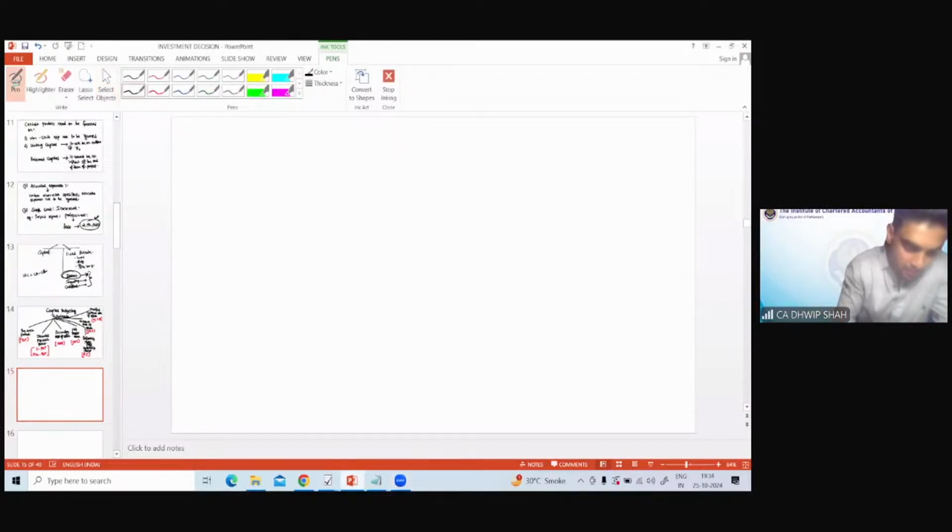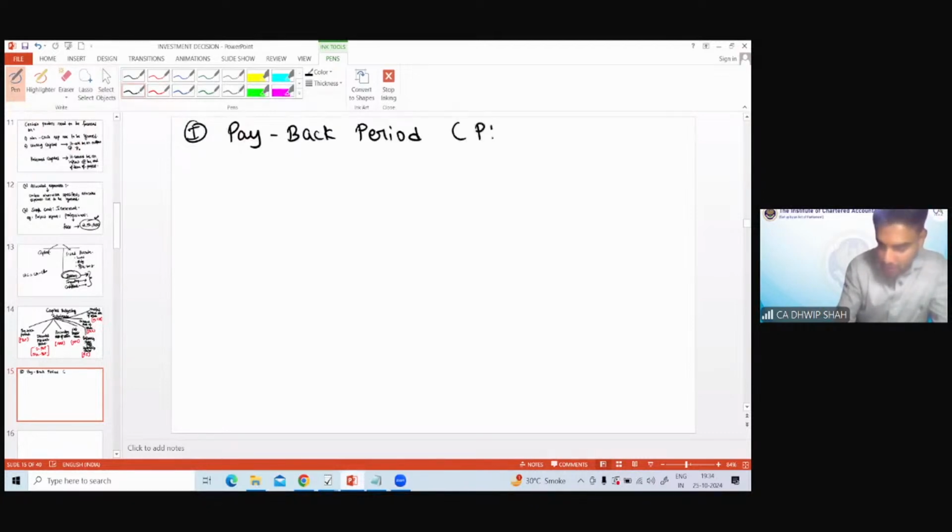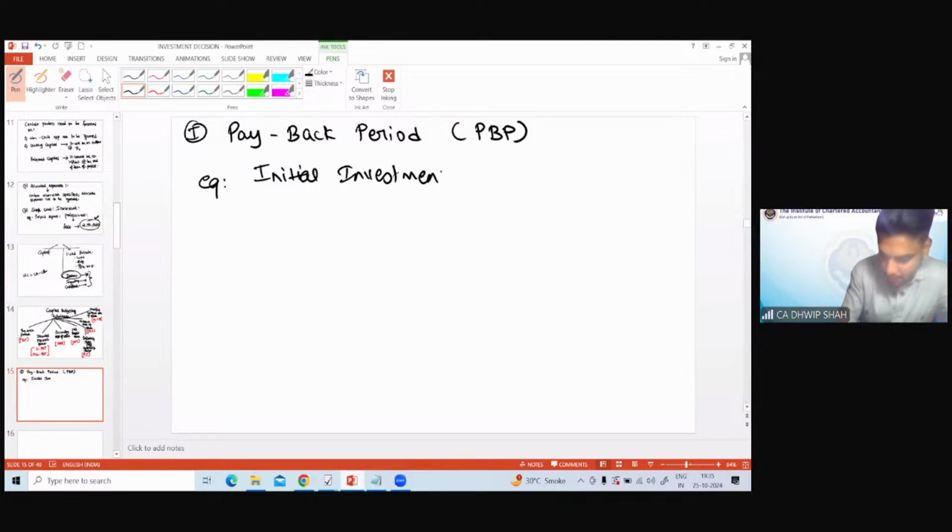Okay, now let's start with our first technique, which is payback period, denoted by PBP. Payback period means the period within which my original investment is getting covered. Payback period is the number of years taken to recover my initial investment. Are you getting this? Let's understand. Let's say my initial investment for the project is 6 lakh.